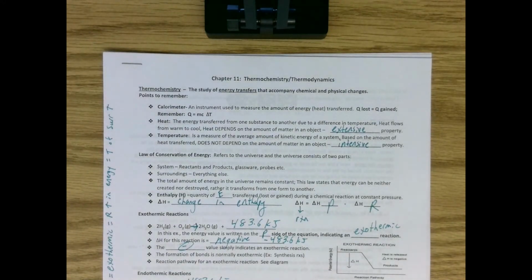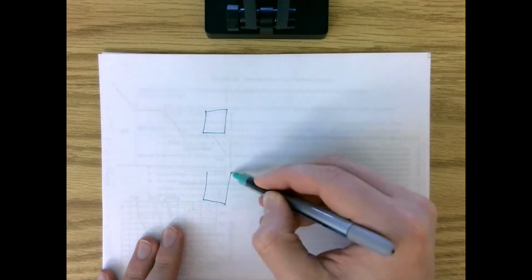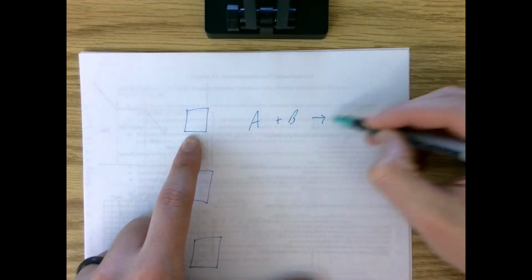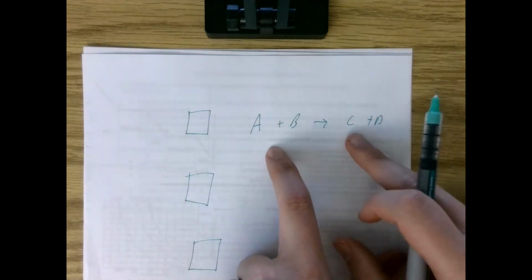So let me find a piece of paper. So we're going to do 3 different chemical reactions. So reaction A, reaction B, reaction C. And what I want you to do is to write a thermochemical equation for the reactions. So this one might be A plus B gives C plus D, whatever it might be, just whatever reaction. And you've got to decide first if energy is a reactant or a product, and then how much energy was released.